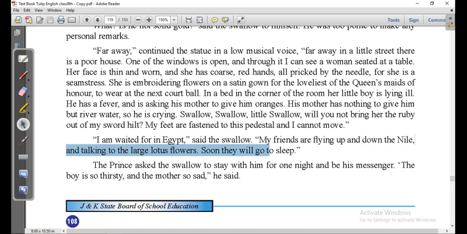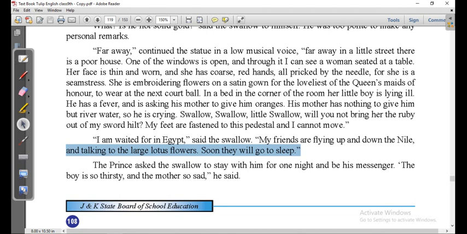Nile is the river in Egypt, the biggest river, and they are talking to the large lotus flower. Soon they will go to sleep. Now the swallow is telling that my friends who have left me, who went before me to Egypt, are talking to the lotus flower which is in the river Nile. Soon they will fall asleep.